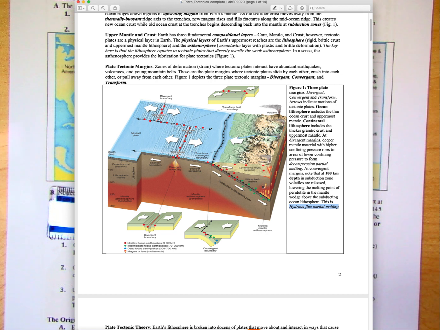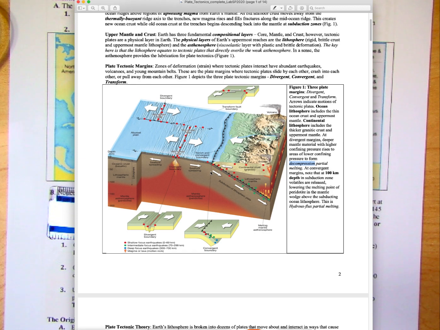The other type of melting is decompression melting, partial melting at divergent margins. Here we're just taking hot rock, which is solid in the mantle, but when we move it to shallower levels at these divergent margins, it's going to partially melt, and you'll see how that works in this lab.